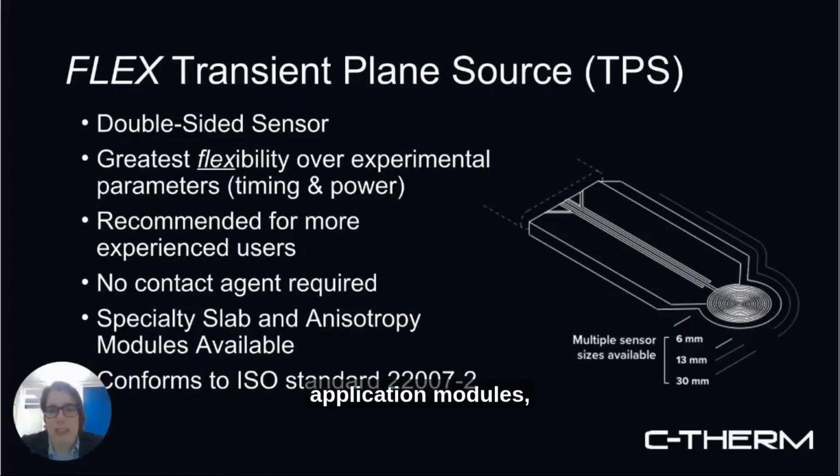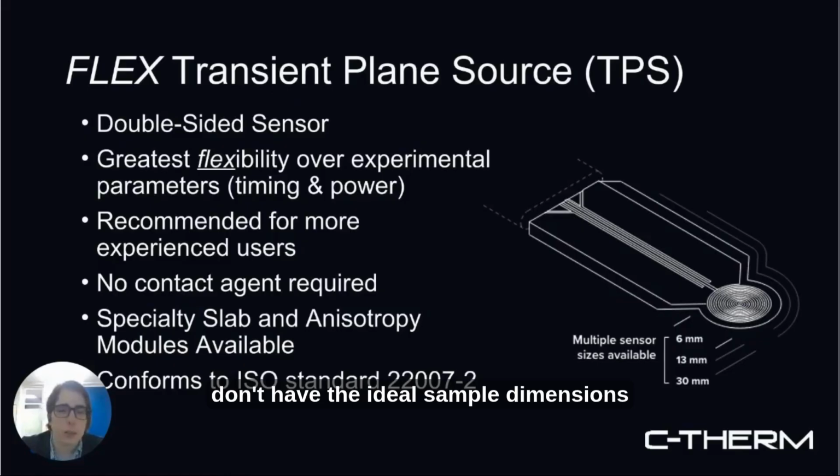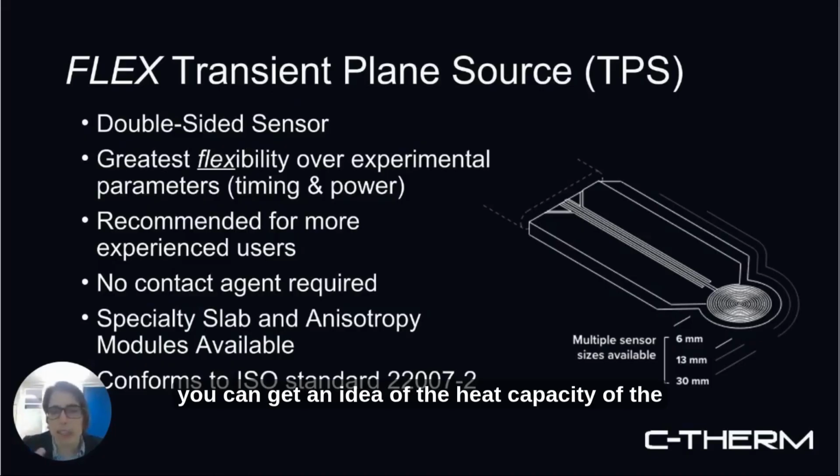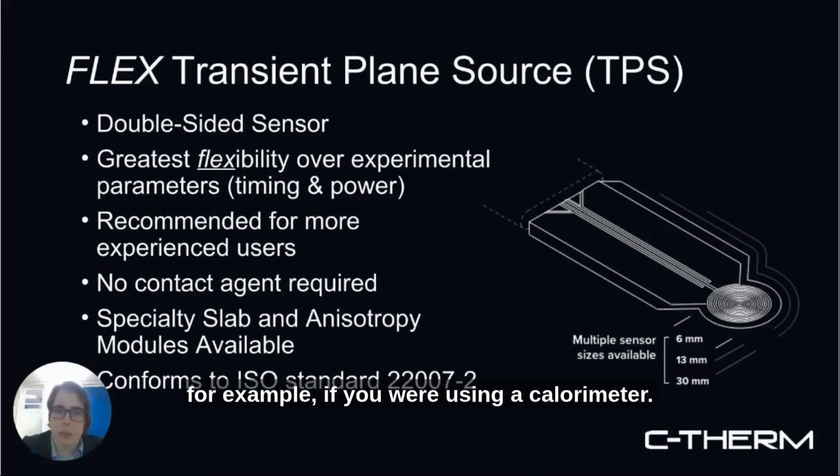You can also look at some specialty application modules, like the slab module and the anisotropy module, for samples that maybe don't have the ideal sample dimensions for some other methods. So it can be the most flexible test method, but it also requires the greatest user expertise, and the greatest degree of user experience and time to work up the data. The two properties measured by this method are the thermal conductivity and also the thermal diffusivity of the material. By looking at the thermal diffusivity and the thermal conductivity, you can get an idea of the heat capacity of the material as well, although it won't be quite as accurate as you would get, for example, if you were using a calorimeter.